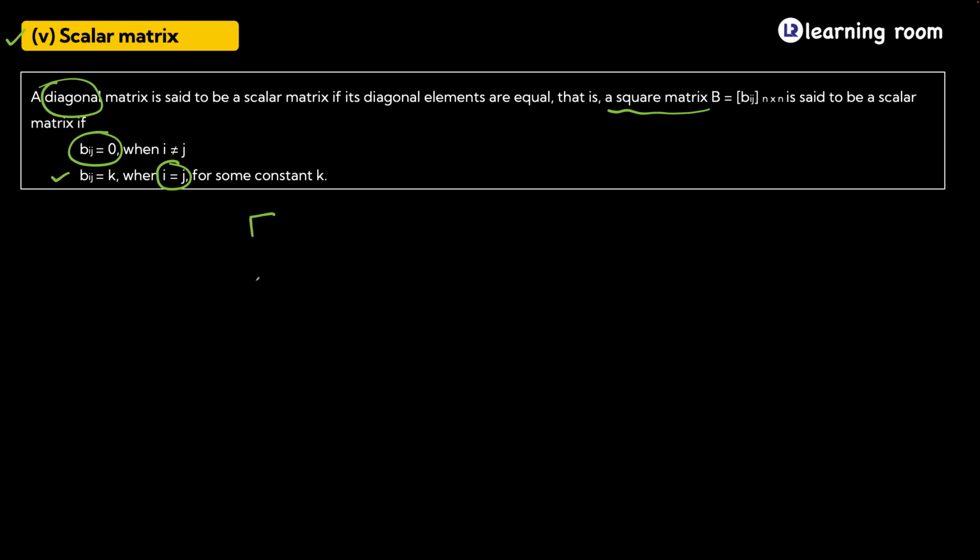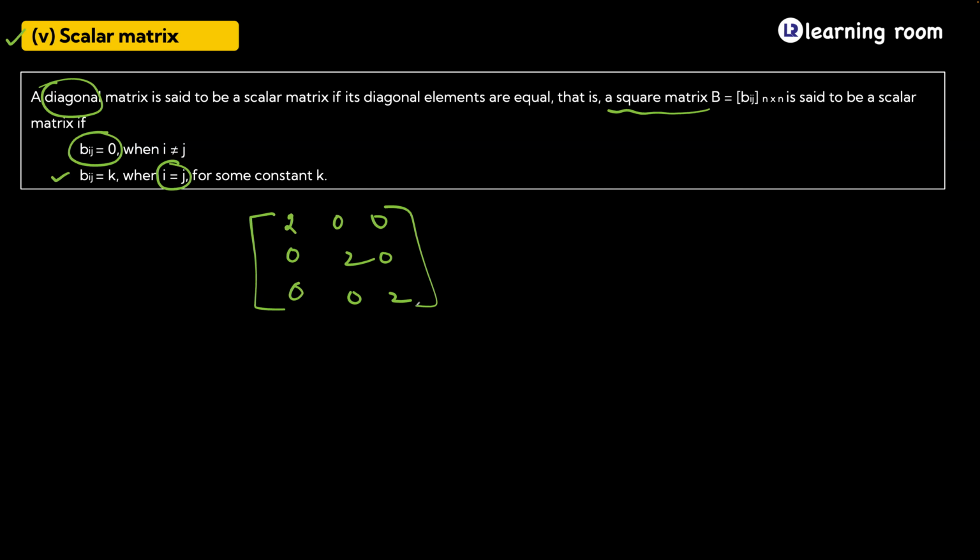If I look at an example, then what should be the case? Let's say 2, 0, 0, 0, 2, 0, 0, 0, 2. Can I call this a scalar matrix? For you to verify that it is a scalar matrix, what is the first thing you need to check? Is it a square matrix? Okay. Second, if it is a square matrix, is it a diagonal matrix? If it is a diagonal matrix, the third thing you're supposed to check is, are all the elements along the diagonal the same? If they are not the same, then it is not a scalar matrix.